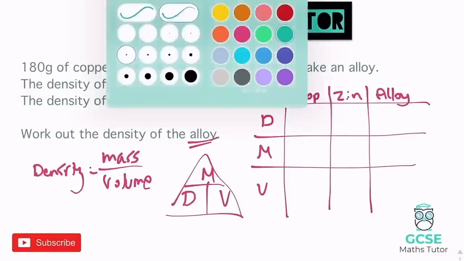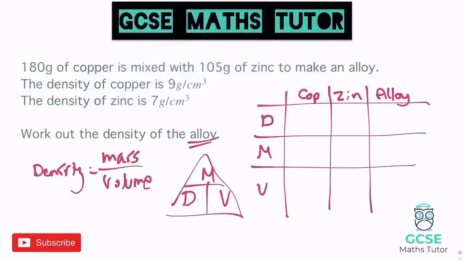Right, so let's fill in what we've got. We've got a mass of the copper of 180. We've got a mass of the zinc of 105. It also gives us a density of the copper, which is 9, and a density of the zinc, which is 7. And it wants us to work out the density of the alloy just here. Now we can't add these densities together because the density is going to change as they're mixed together. So if one's 9 and one's 7, the density is going to be somewhere in between that. But what we can work out is the volume of the copper and the volume of the zinc.